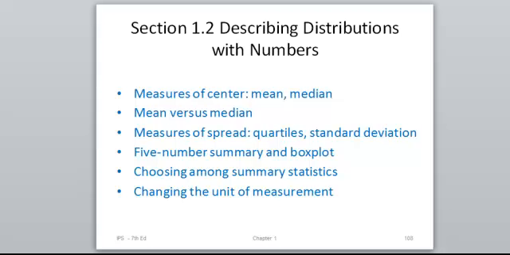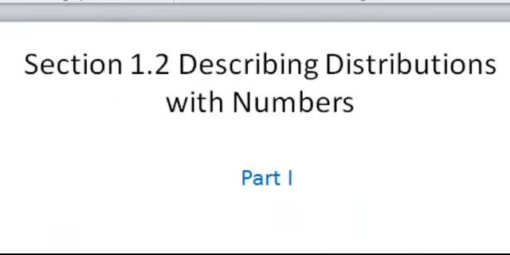In this section, we're going to talk about measures of center, two of them which are the mean and median, the mean versus the median, measures of spread, quartiles, standard deviation. We'll talk about what the 5-number summary is, and box plots, and then choosing among summary statistics, and then changing the unit of measures. So this is part 1 of section 1.2.